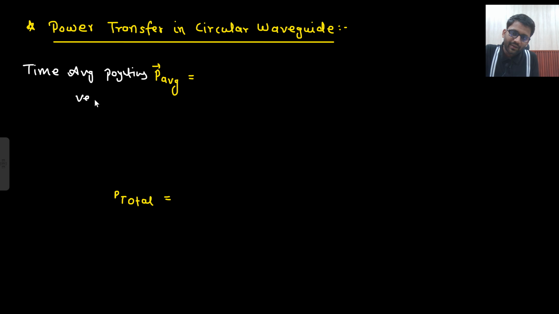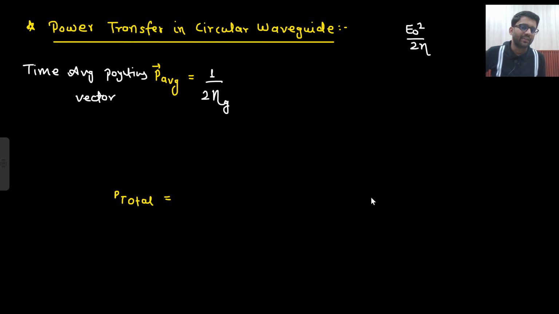So what is the formula that we have developed? E naught square divided by 2 eta, so 1 by 2 eta. Here eta will be depending on the mode, so eta g I am writing. Eta g could be eta TE as well as eta TM. So depending on the mode that is given, you will write down the eta g value. But from this particular topic, the question will not be asked in the examination. Why is that so? I will tell you.